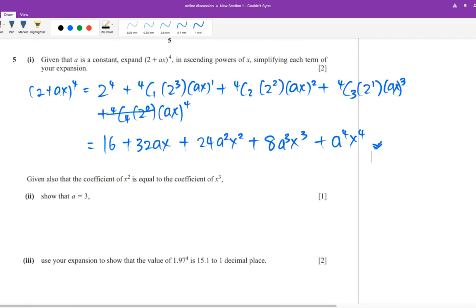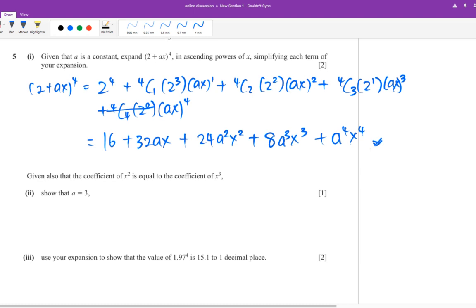Alright, given also the coefficient of x squared is equal to the coefficient of x to the power of 3. Just for students who do not understand the meaning of coefficient, it means the number in front of x squared. This is the coefficient of x squared. And then the coefficient of x cubed means the number in front of the x cubed, which is here. This is the coefficient of x cubed. I hope you can get it.